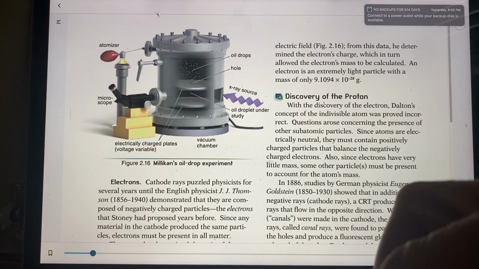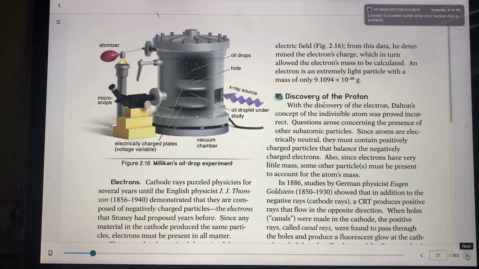So we went on to J.J. Thomson, who lived 1856 to 1940. He demonstrated that cathode rays are composed of negatively charged particles, the electrons that Stoney had proposed years before. And he said that all of these electrons are in all matter.